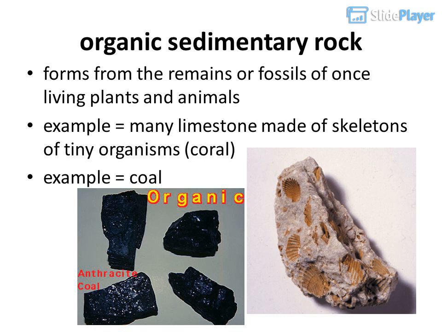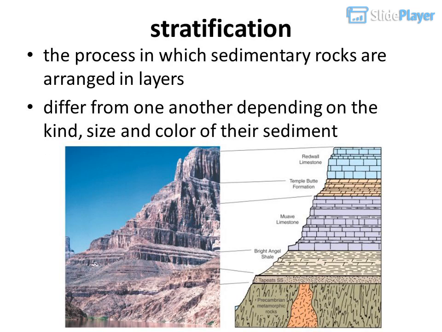Organic sedimentary rock forms from the remains or fossils of once living plants and animals. Example equals many limestones made of skeletons of tiny organisms, coral. Example equals coal. Stratification: the process in which sedimentary rocks are arranged in layers. They differ from one another depending on the kind, size and color of their sediment.